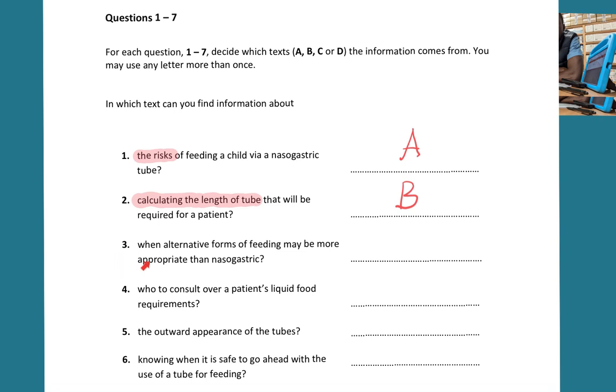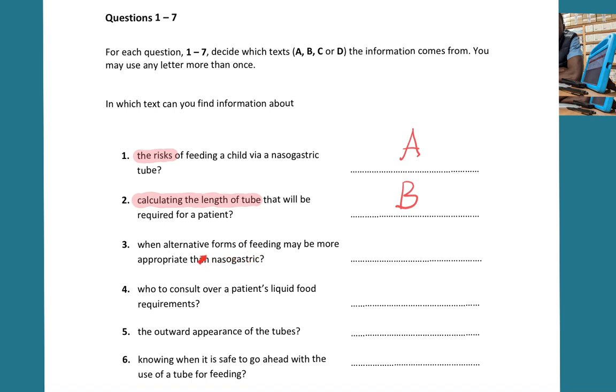Question number three: when alternative forms of feeding may be more appropriate than nasogastric. So over here, we are looking for alternative forms of feeding. So this is not about a particular food, like the information in text D, which can confuse anybody. Text D is specific on feeds or fluid. But alternative forms of feeding is referring to a method of feeding or a system of feeding.